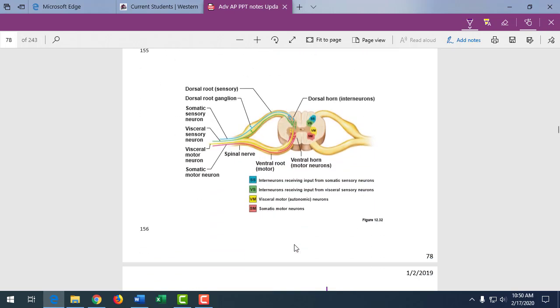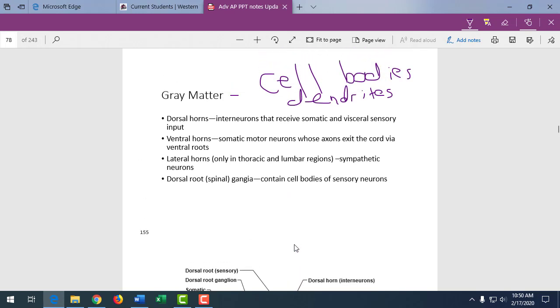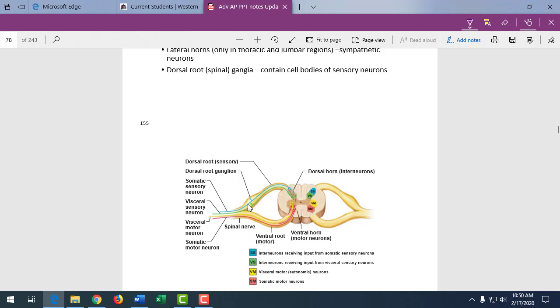So you can tell, the sensory one, or the dorsal, has the ganglion. Like a lump. Yep, and that's because of the special sensory neurons. There's different types of neurons, and this is in your textbook. Let's see, it's right in the beginning.